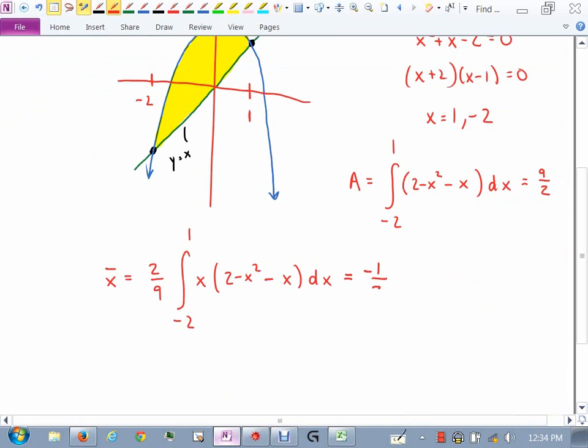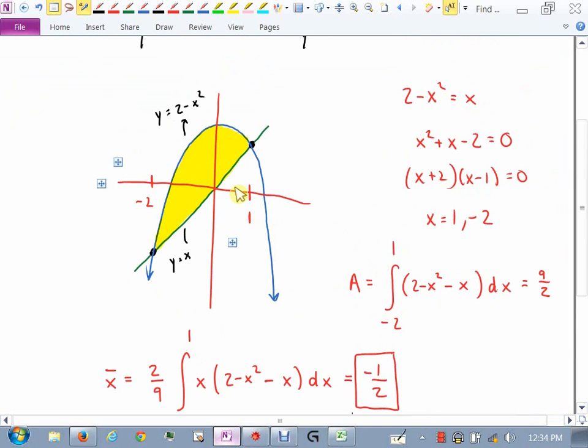Do we feel good about that answer? And look at it here. -2, here's -1, so negative 1/2. We're saying somewhere around right here is the x-coordinate of the centroid. The next part should probably maybe be up a little bit. I don't know, we'll see.